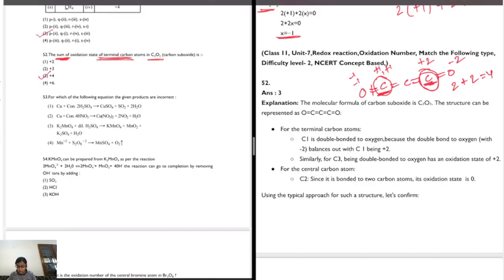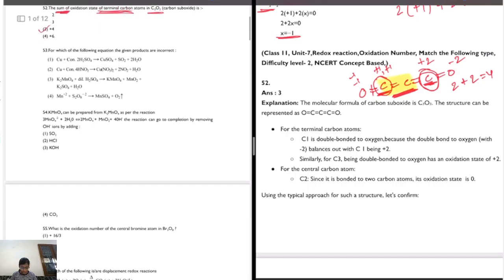See, why do we not break it here? Because in this case, it is connected to the same atom, that is carbon. So it will have zero oxidation state on that side. But with respect to oxygen, which is more electronegative, that is why it will have an oxidation state. So let's move on with the next question.